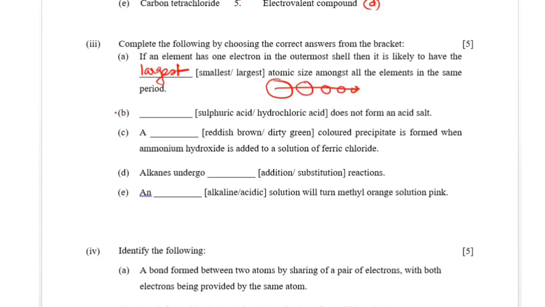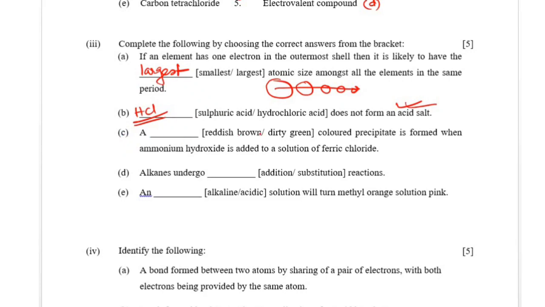Question number 2. B. Sulfuric acid or hydrochloric acid does not form an acid salt. It is hydrochloric acid, because only one H atom is present here. It cannot form an acid salt. So HCl is the answer.